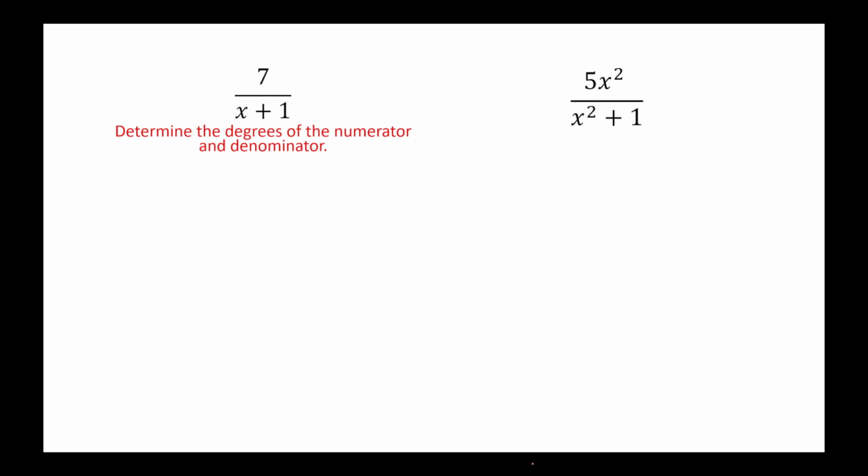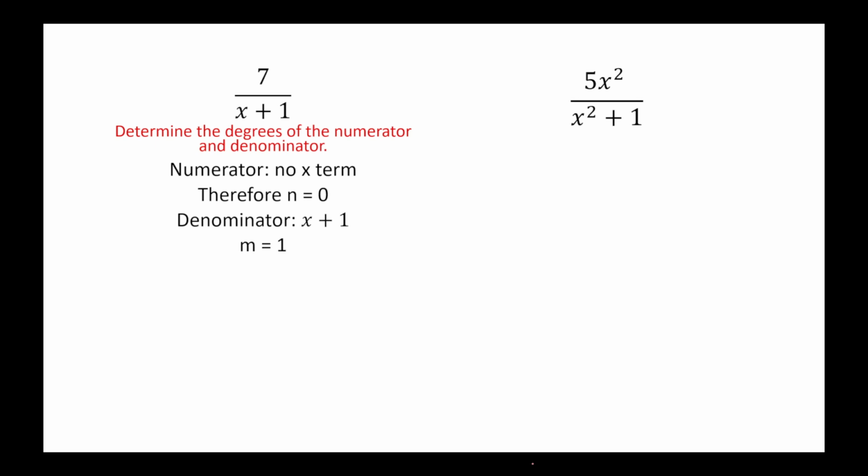Degrees of the numerator and denominator. Well, at the top, there's no x term. So what does that mean? Well, it's implied when you don't see an x term that it's also known as x to the 0. Anything to the 0 exponent equals 1. Therefore, n would be equal to 0. For your denominator, it's x plus 1. Well, what's our degree? The highest exponent there, you don't see it, but it's implied to be 1. It's x to the 1 power. So d, or m, is equal to 1.